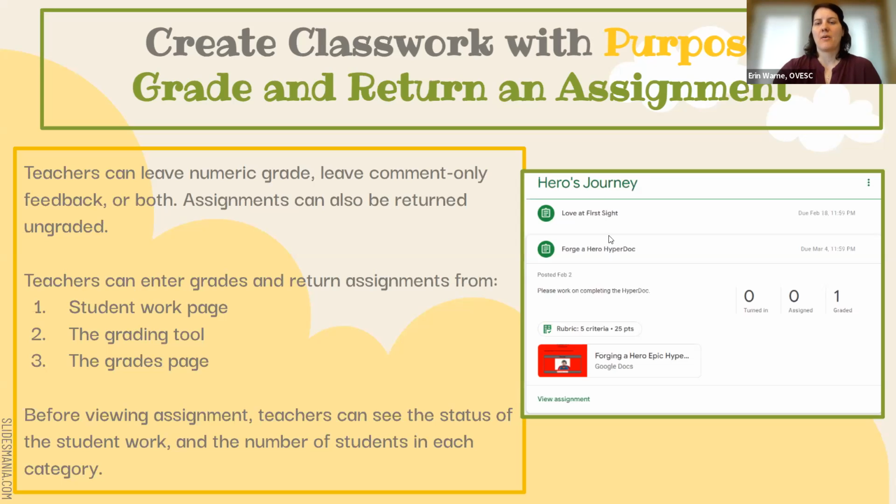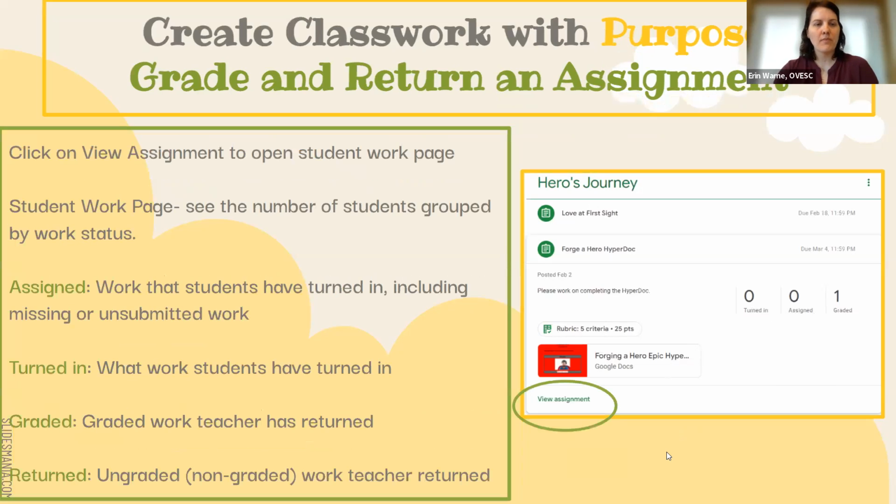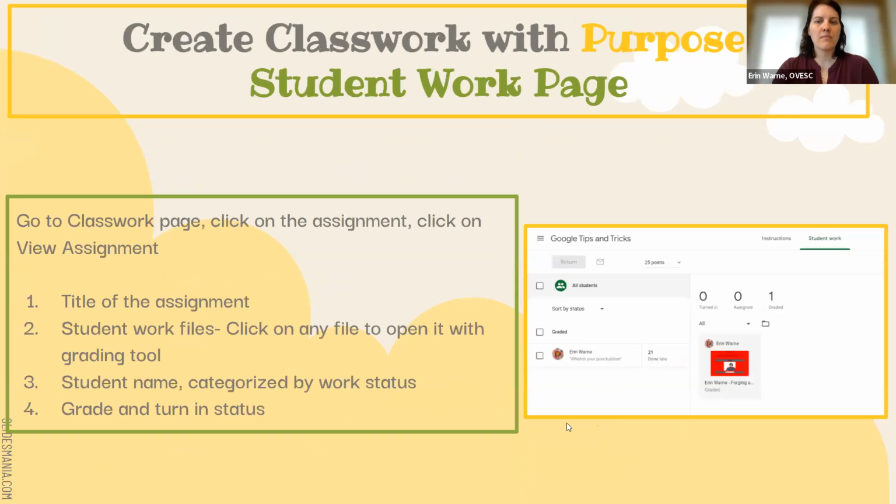So again, when I click on my topic and I see my assignments and I click on View Assignment, it's going to show me which students or how many turned it in, how many it was assigned to, if I graded any, or if I need to get busy on my grading. Then I'm going to click on View Assignment because I want to start the actual grading process of this work.